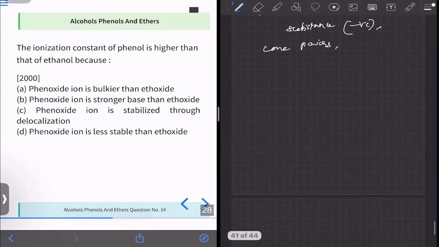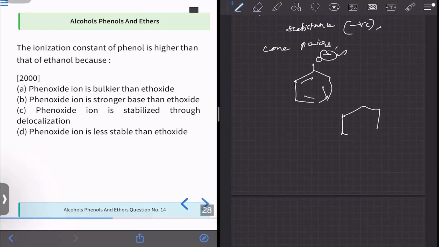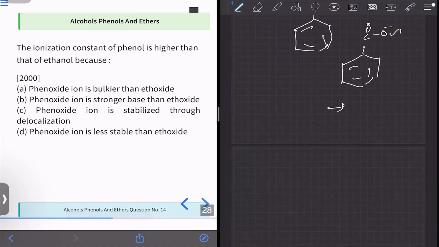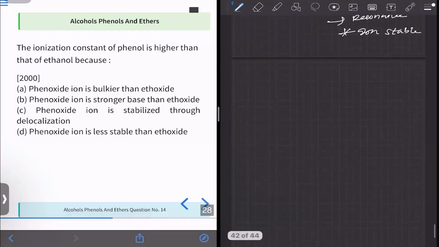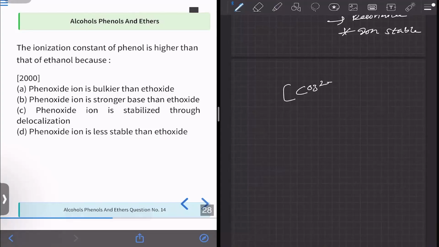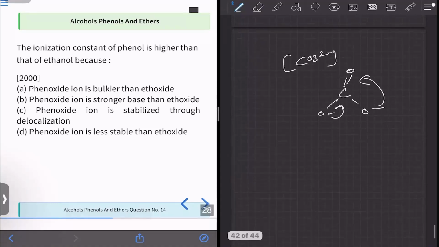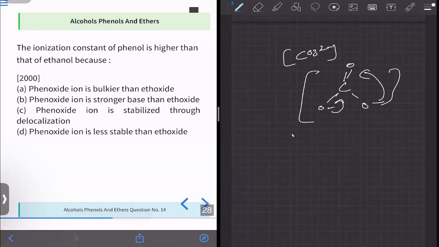For example, see, this is phenoxide, O minus, it has a negative charge. Next, it is COO minus. It also has a negative charge, so it can also undergo resonance and make the ion stable. See, CO3 minus 2 can also undergo resonance, O minus, O minus. The shift of charge is equally shared between three oxygens. So it also makes it stable.